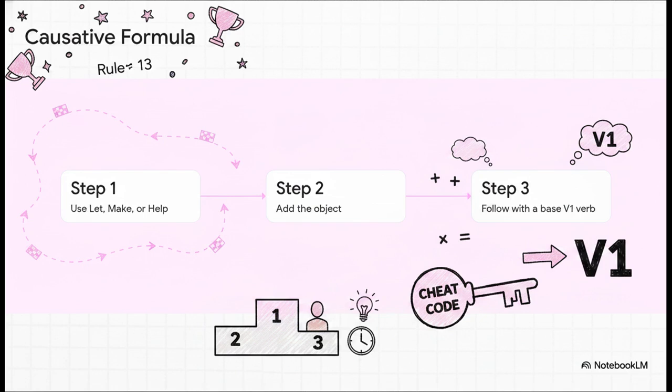Let the object do V1. Make the object do V1. Help the object do V1. For instance, it's make him leave, right? Not make him leaving. Following this precise formula ensures that your causatives are mathematically and grammatically perfect every single time.